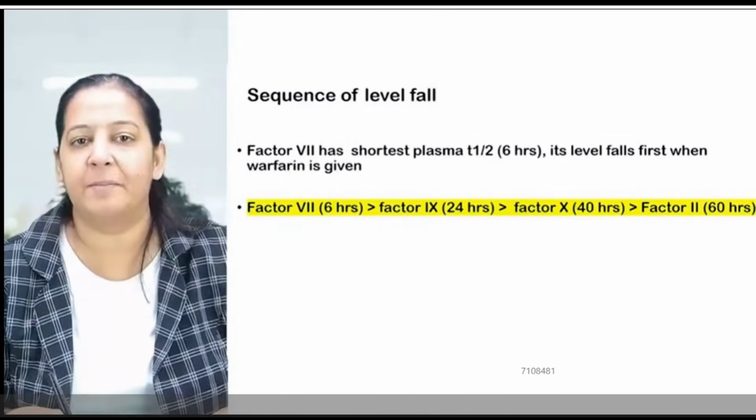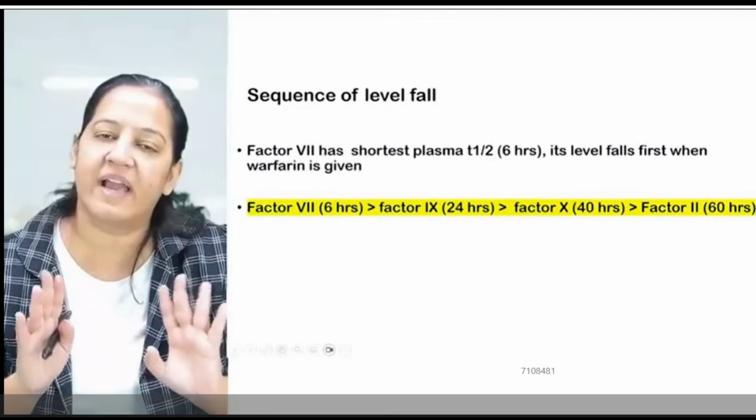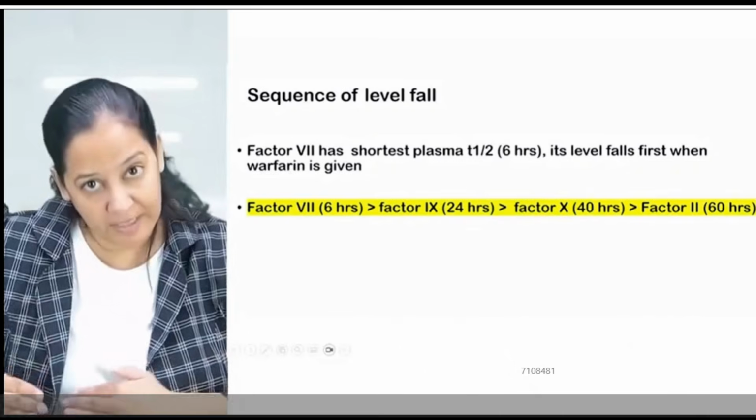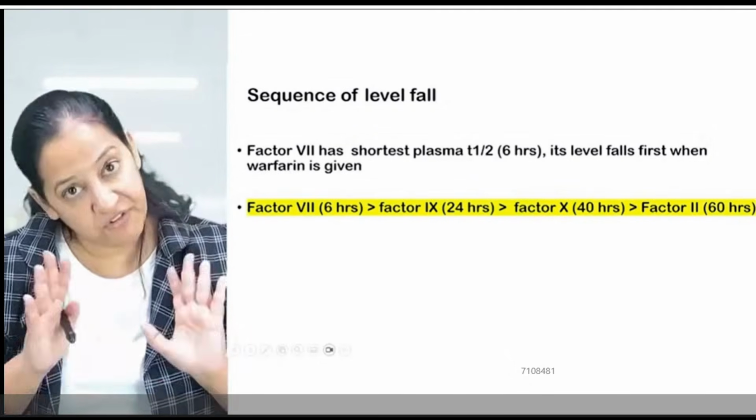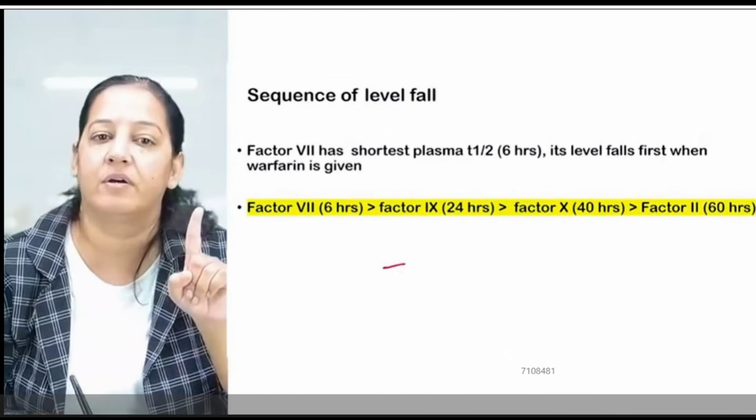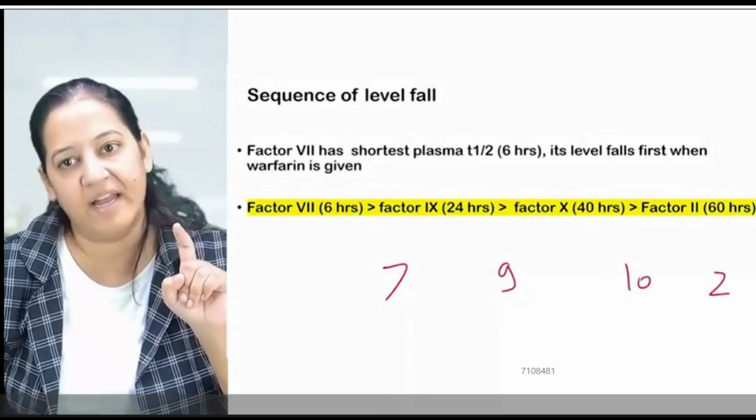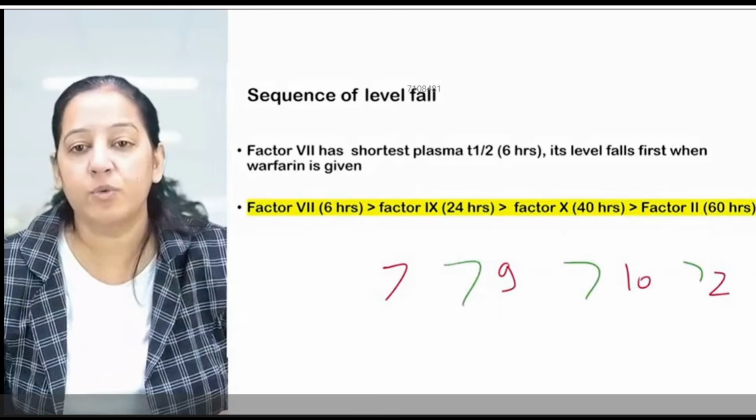So if I'm taking a tablet of warfarin, in my blood 2, 7, 9, 10 all will fall. The already present 2, 7, 9, 10 will not fall, but the newly coming from the liver will. So first of all, 7 will fall, followed by 9, 10 and then 2. You have to learn the sequence. So which one is the earliest?